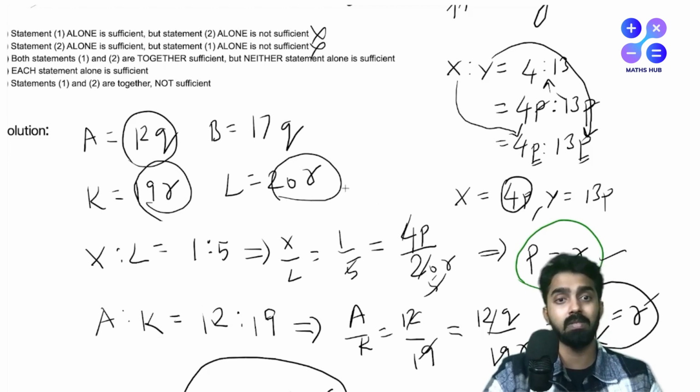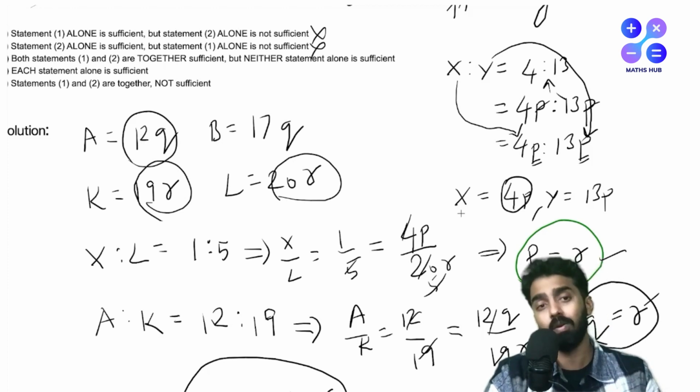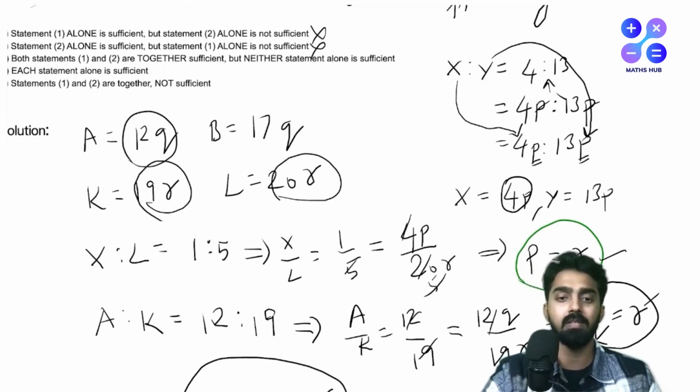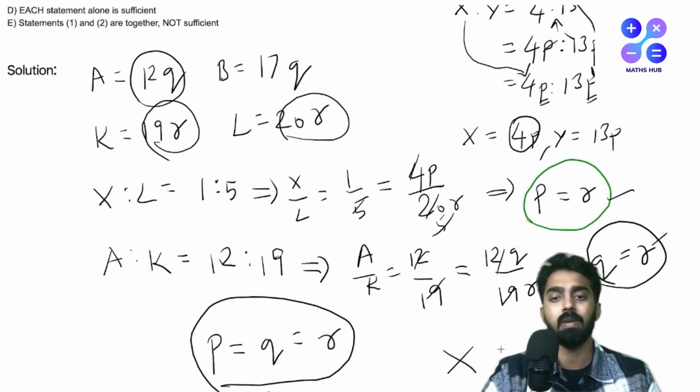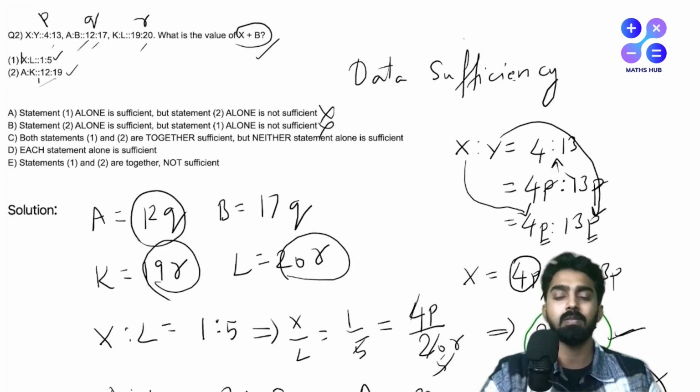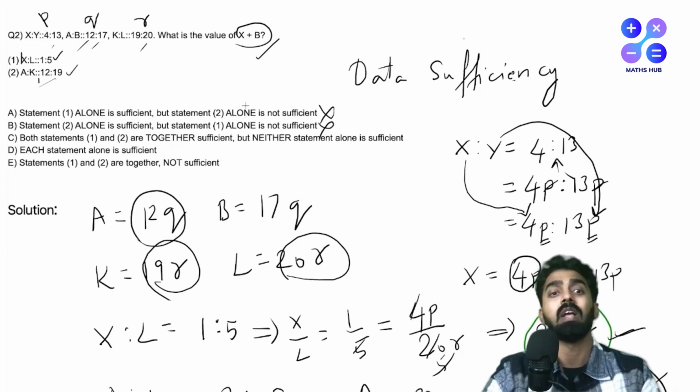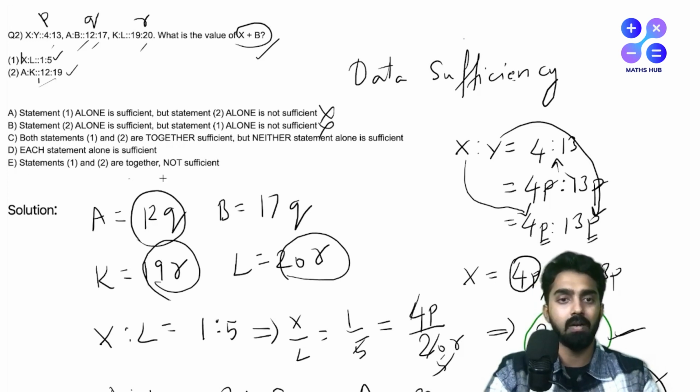If you say p equals q equals r, we get a equals 12r or 12p or whatever, and all of them are equal to something, but we don't exactly know what they are. We need more equations for us to find the actual answer. So nothing is going to help us find x plus b. What is x plus b? We don't know. We only have these two pieces of information. Since we cannot find the actual values of x and b from the given information, we cannot find the answer. So statements 1 and 2 together are not sufficient. Option E is the answer.